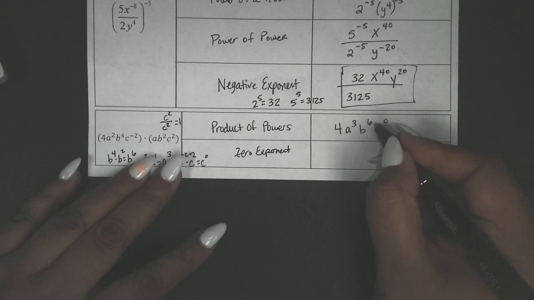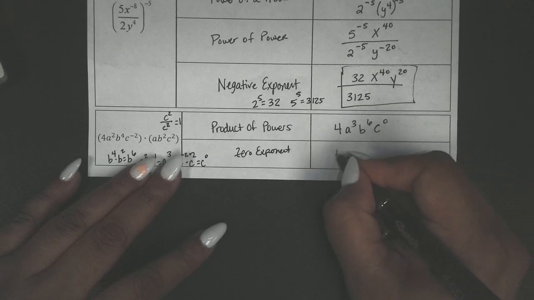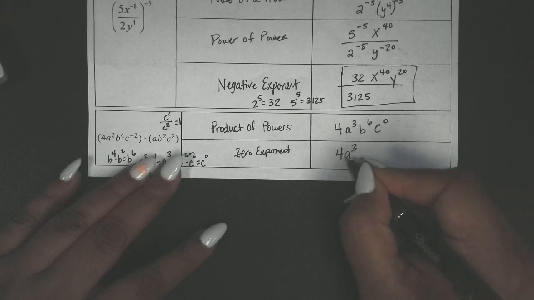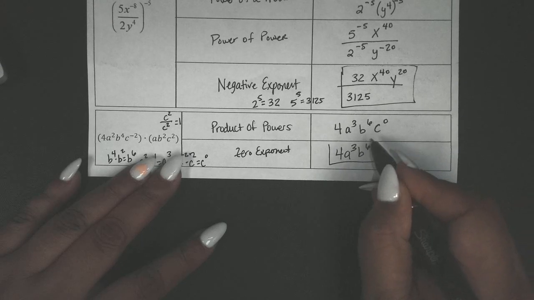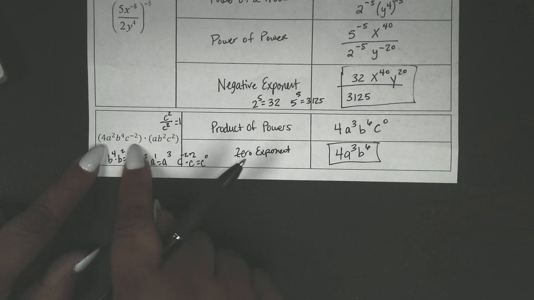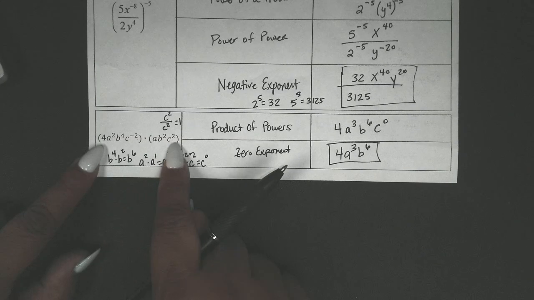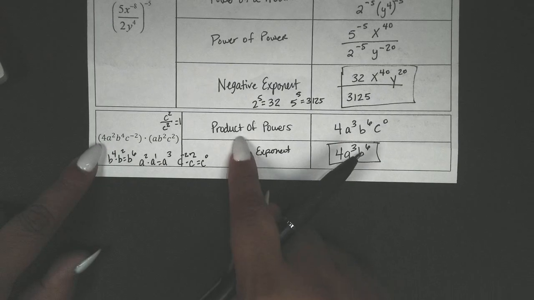So we can replace this with 1, and 1 times anything is itself. So my simplified answer is 4a cubed times b to the 6th. 4a to the 3rd power times b to the 6th power. And I'm done. This expression is equivalent to this answer right here, and we did it in 2 steps.